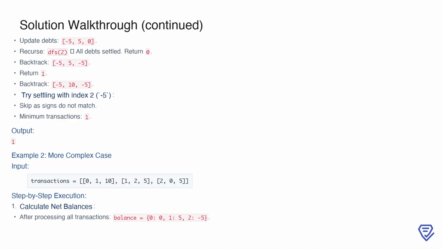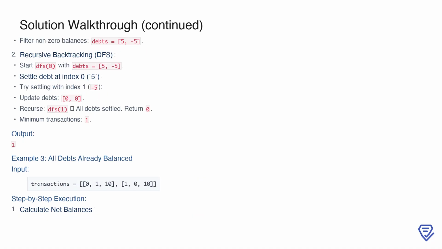Next, we consider a slightly more complex example, starting with the input transactions equals [0, 1, 10], [1, 2, 5], [2, 0, 5]. After processing all transactions, the balance dictionary becomes 0: 0, 1: 5, 2: -5. This means person 0 has no net debt, person 1 is owed $5, and person 2 owes $5. We then filter out any 0 balances, leaving us with the debts array, [5, -5].